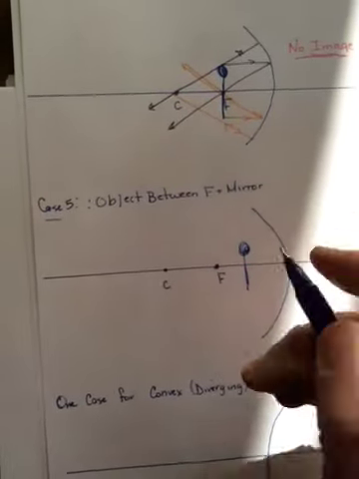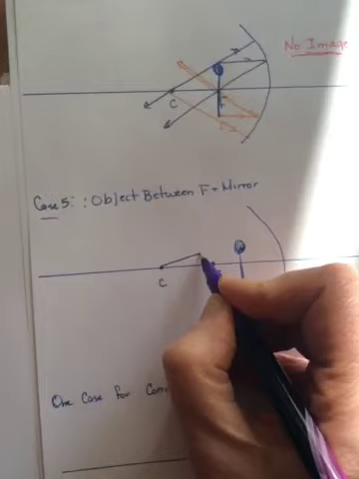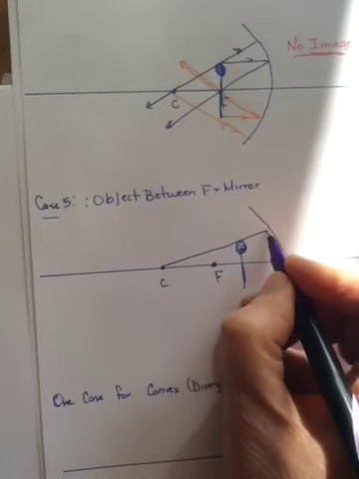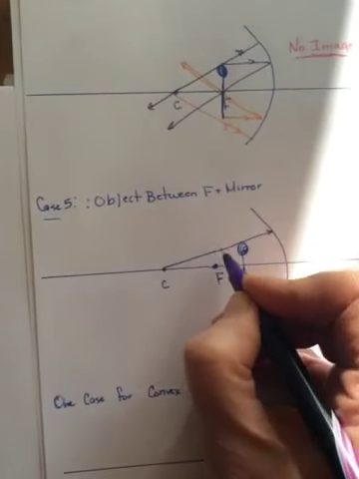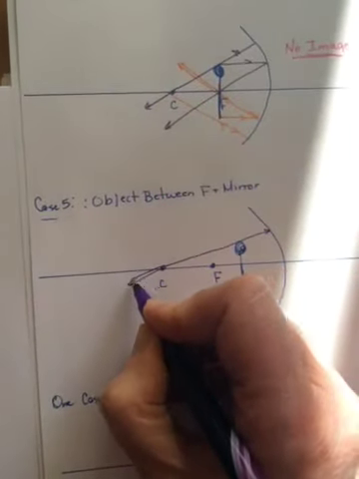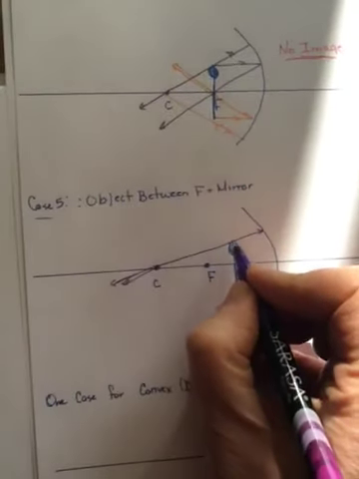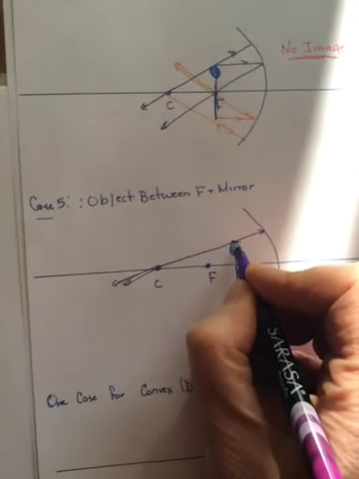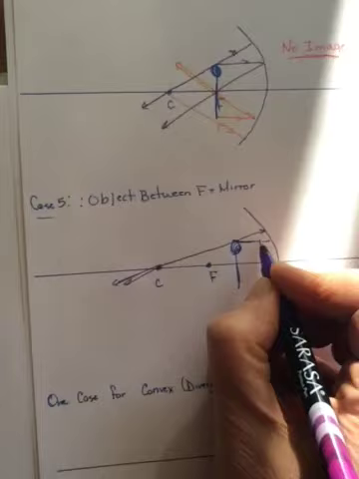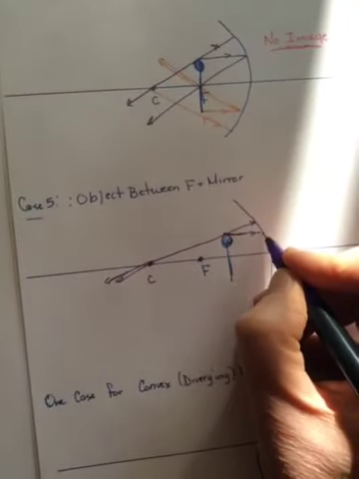With the purple from the top, I'd probably go in through C again, hit the top of the object and come back out through C. Whoops, it's supposed to go like that. Okay, and then I'd probably go in parallel to the principal axis again, and then it's going to come out through F.